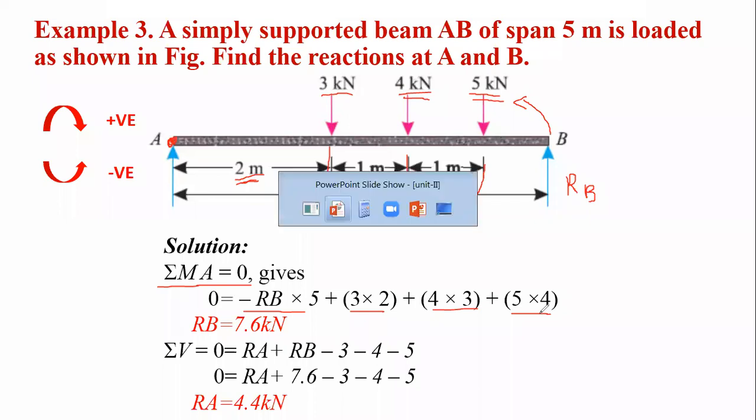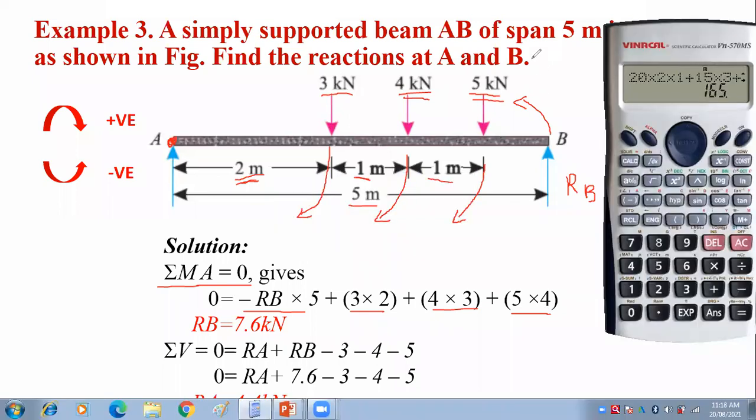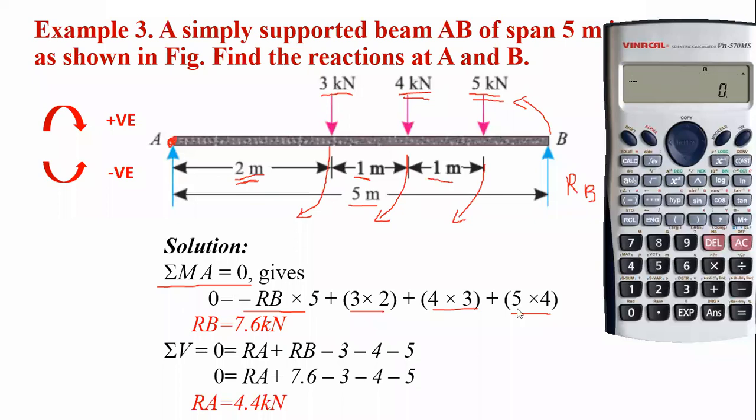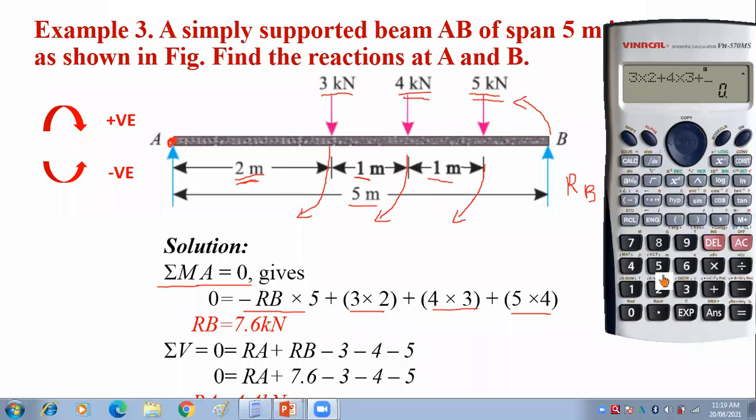Now let us solve the terms. Put the values. Now here, 3 into 2 plus 4 into 3 plus 5 into 4. If you solve this, you will be getting 38. Now here, this minus 5 Rb, if you are taking to this side, the term will be plus 5 Rb.